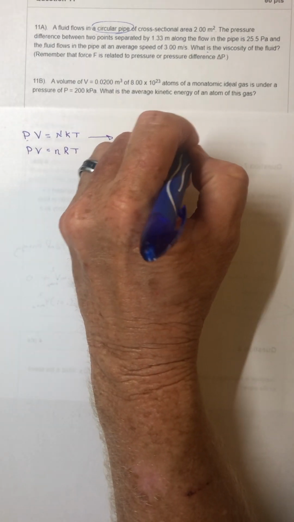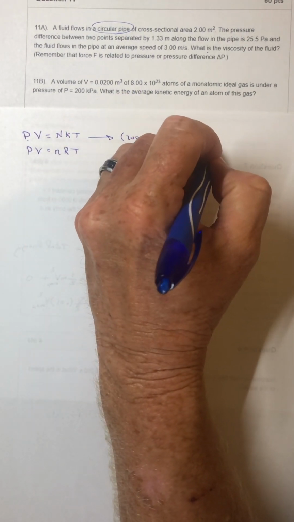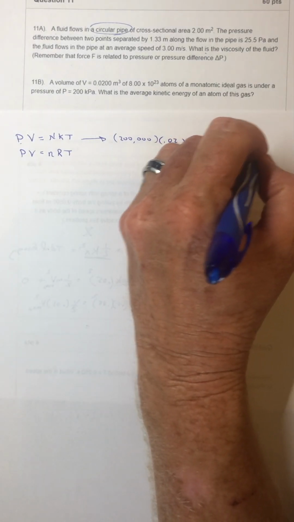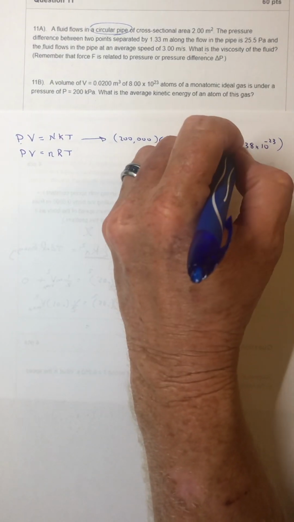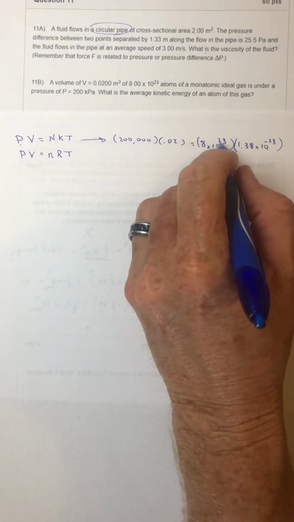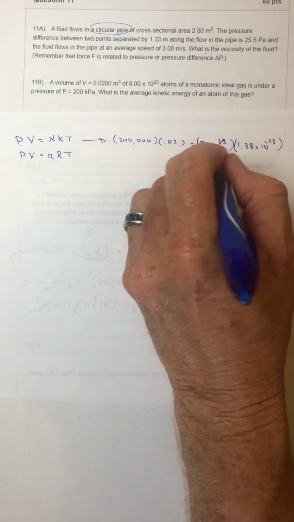A volume of 0.02. Number of molecules or atoms, 8 times 10 to the 23rd. Boltzmann's constant, 1.38 times 10 to the negative 23rd. And actually that's really nice because when you multiply exponents, you just add them together, and a 23 and a negative 23 added together give you 10 to the 0, and anything to a 0 power is 1. So those will go away. So that'll save me a little bit on my calculator.